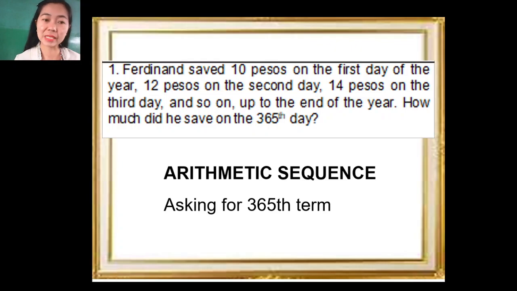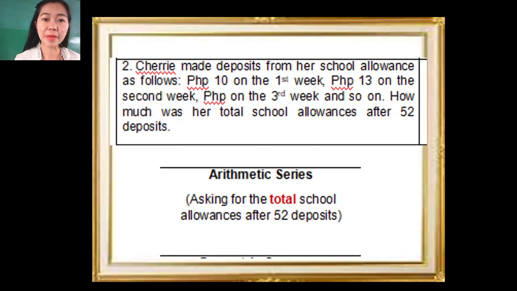Now let us have another example. Cherry made deposits from her school allowance as follows: 10 on the first week, 13 on the second week, and 16 on the third week, and so on. How much was her total school allowances after 52 deposits? So this problem illustrates an arithmetic series. Why? Because the sequence form is 10, 13, 16, and so on. So the common difference on the terms 10, 13, 16 is 3, by adding a constant number 3.